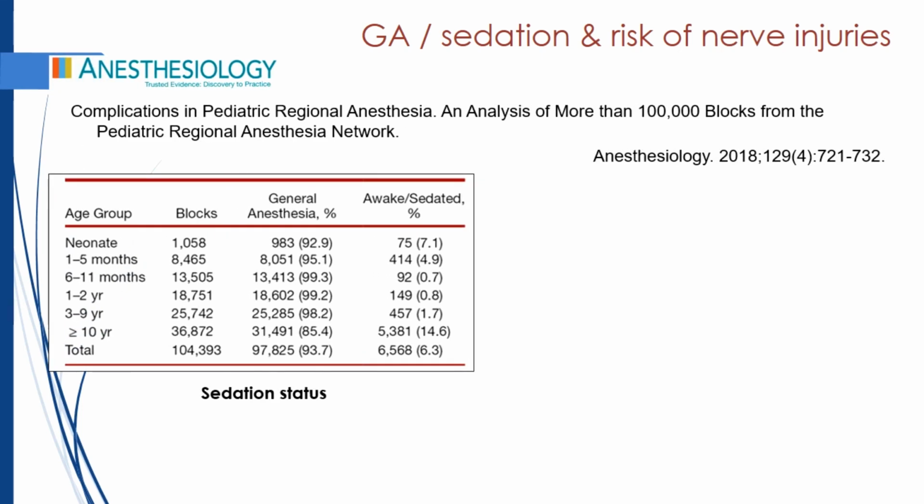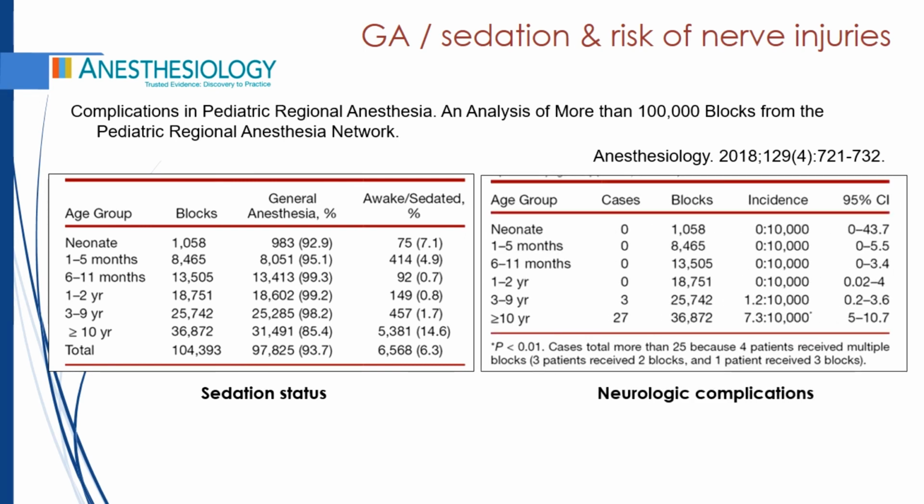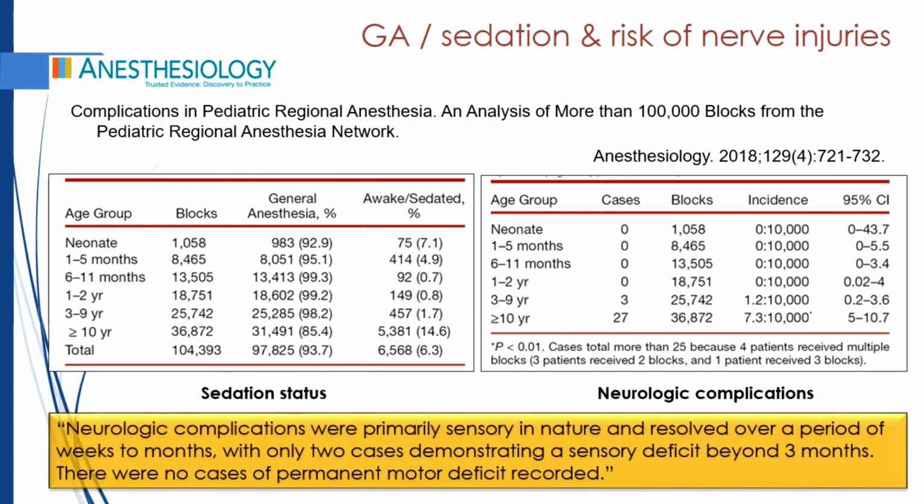A majority of the children in the study had received general anesthesia. The remaining, especially the older children, had received sedation. And these are the neurological complications. It was 7.3 per 10,000 blocks in children about 10 years of age. And the incidence was 1.2 per 10,000 blocks in 3 to 9-year-old children. And they state that the neurological complications were primarily sensory in nature and resolved over a period of weeks to months, with only 2 cases demonstrating a sensory deficit beyond 3 months. There were no cases of permanent motor deficit recorded.